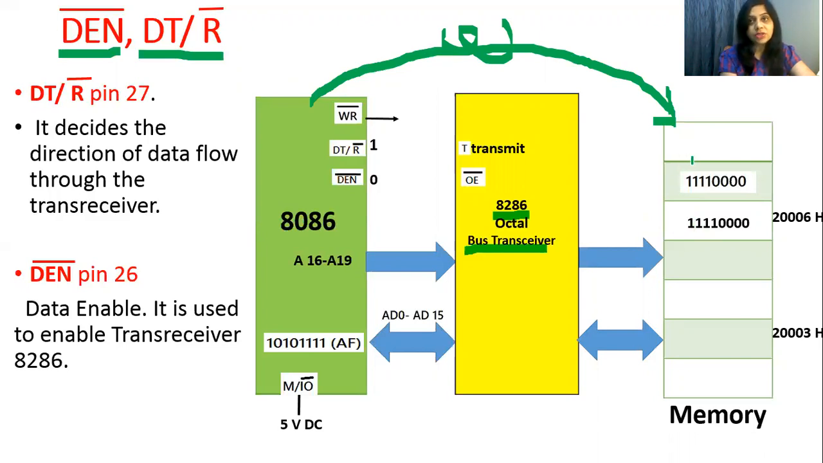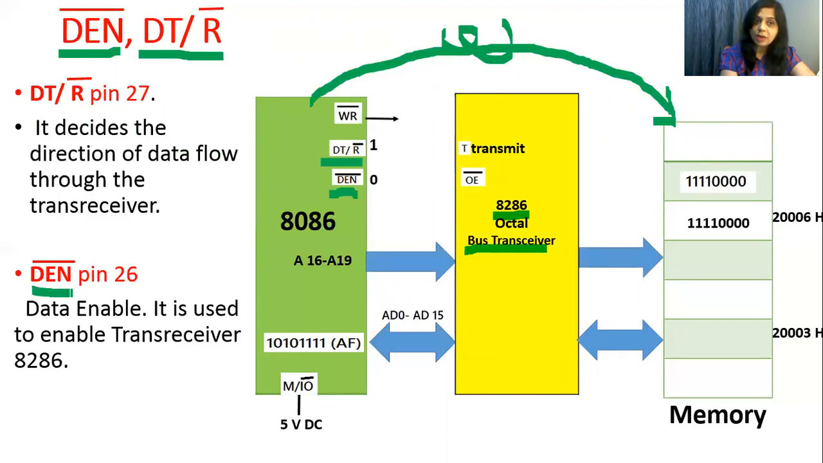And what is a read operation? When we read from the notebook or from a book, information flows from the book to our brain. So in a read operation, data will flow from memory to 8086. So a read operation is a receive operation in which 8086 receives the information, and a write operation is a transmit operation, because 8086 is transmitting the information to the other device. So there are two pins on 8086, that is data transmit slash receive bar and DEN bar.